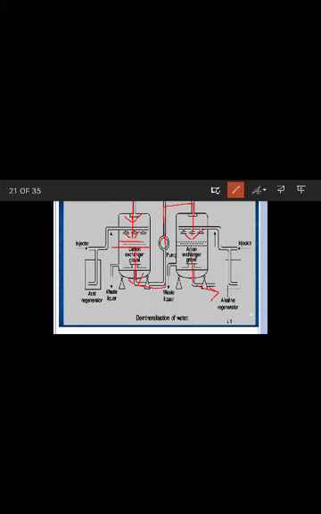And if the cation exchanger is exhausted, we can regenerate it with the help of acid. So the cation exchange resin will get regenerated with the help of acid, and the anion exchange resin, if it is exhausted, can be regenerated with a base, that is NaOH. With the help of NaOH, the anion exchanger gets regenerated.